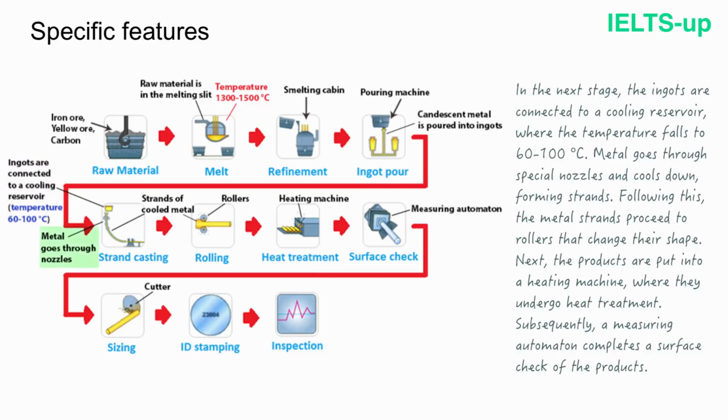Metal goes through special nozzles and cools down, forming strands. Following this, the metal strands proceed to rollers that change their shape. Next, the products are put into a heating machine, where they undergo heat treatment. Subsequently, a measuring automaton completes a surface check of the products. As you see, I describe the stages of the process sequentially, using all the information provided by our diagram.